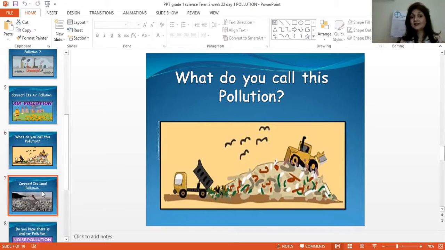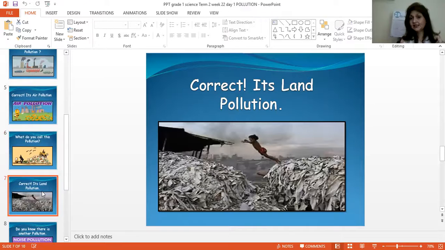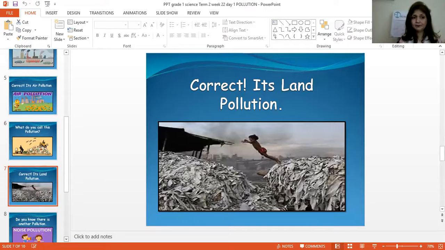So you call it land pollution. It's land pollution. You can see all the garbage they have dumped on one side. In all the countries, in all the cities, they have special areas to dump all the garbage. So this picture is of that area where they have thrown all the trash. So this is land pollution, okay?